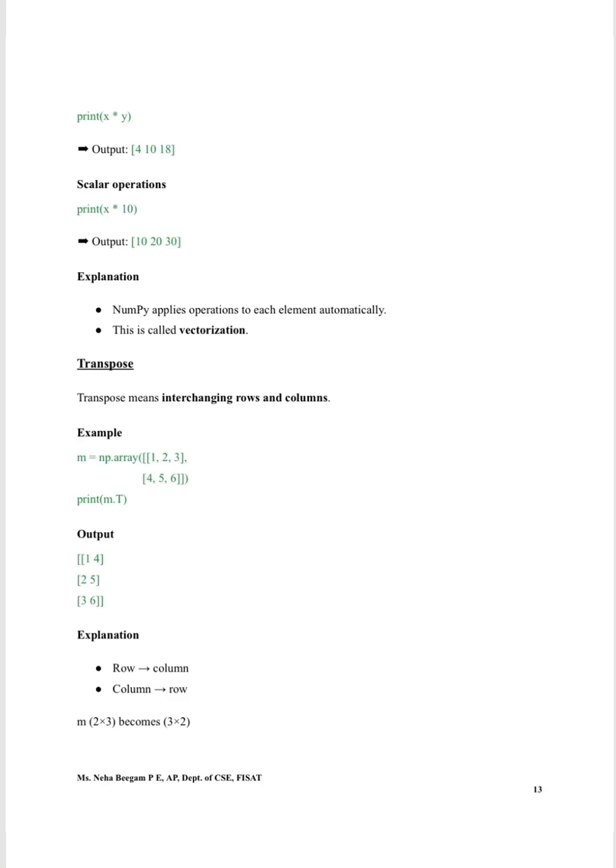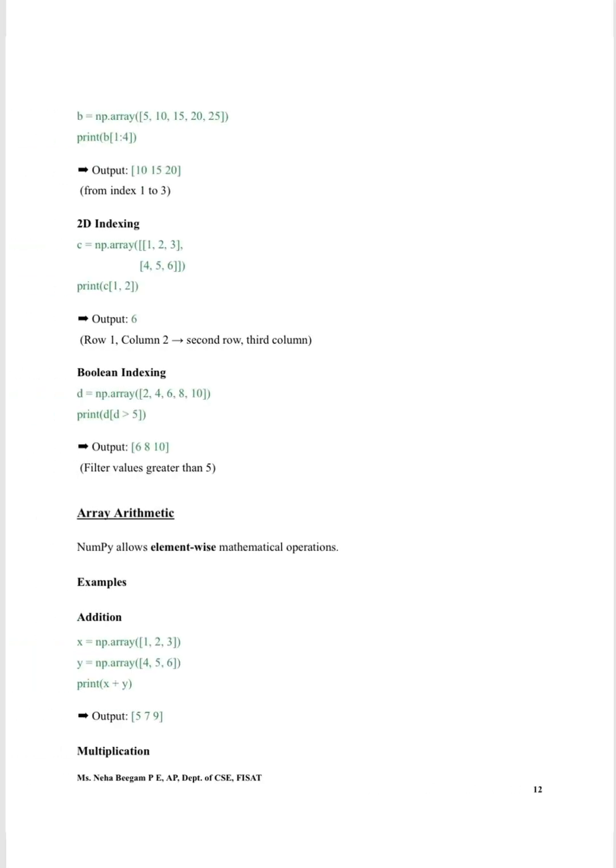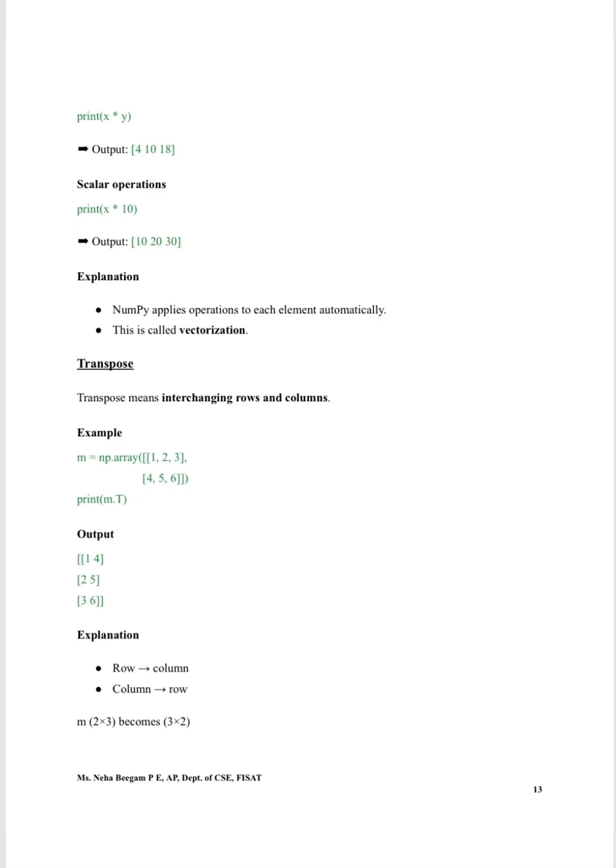Then the scalar operation: x is multiplied by 10. That means the x row is multiplied by 10: 1 multiplied by 10, 2 multiplied by 10, 3 multiplied by 10. The output becomes 10, 20, 30.